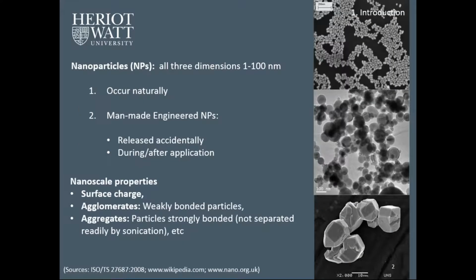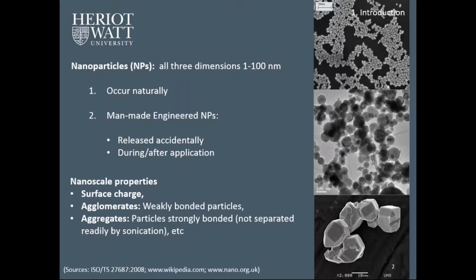Nanoparticles are particles with all three dimensions in the nanoscale, between 1 and 100 nanometers. Nanoparticles can occur naturally in the environment. We can find them in ocean spray or in volcanic ash. Or they can be man-made, engineered nanoparticles. Nanotechnology is widely used nowadays, especially in the food industry, cosmetics, and sports gear, so they can be released accidentally or during or after application.